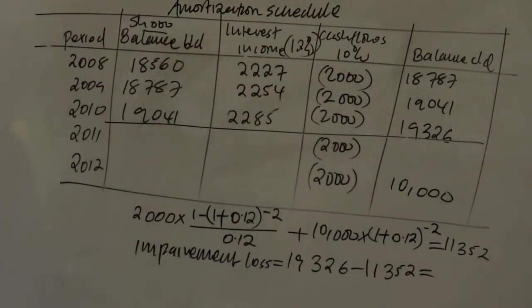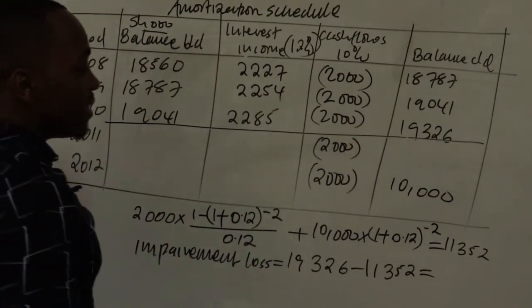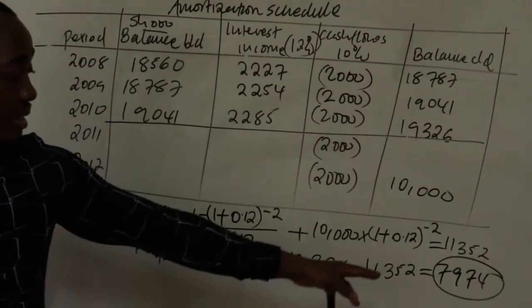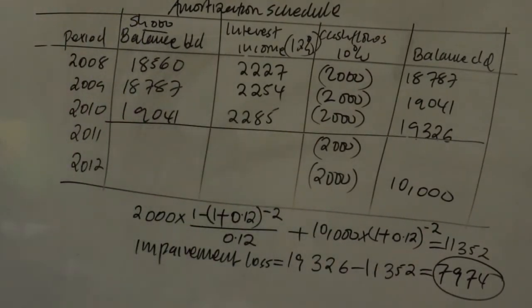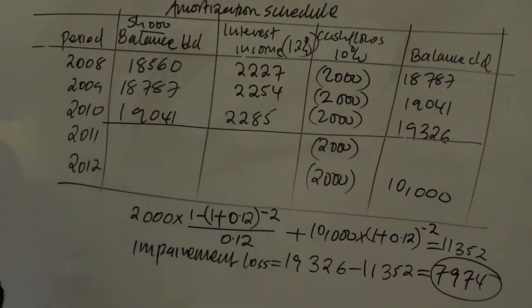So that means our loan was impaired by how much? Our loan was impaired by an amount of 79.74. This one, you take it to the income statement as an expense. That's an impairment. So how do we account for it?